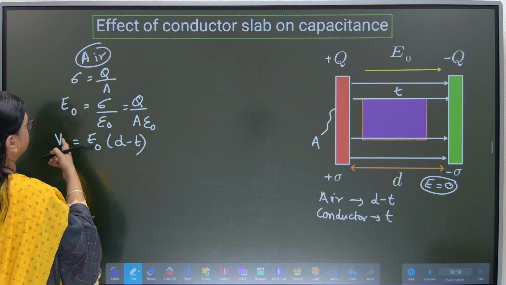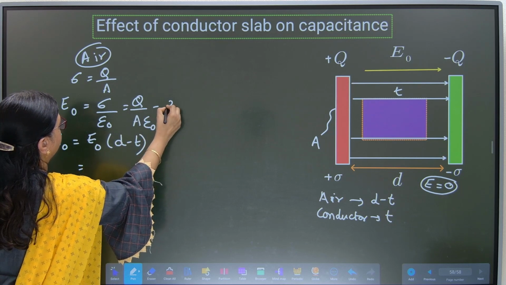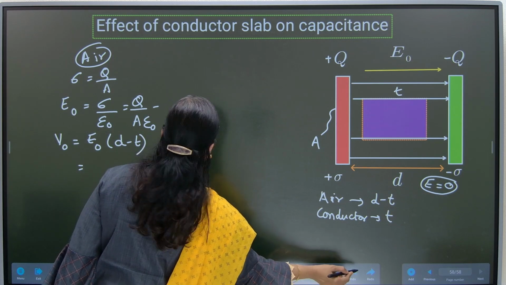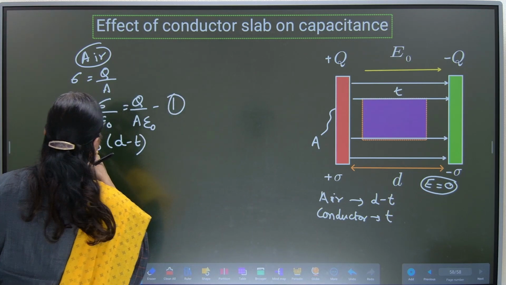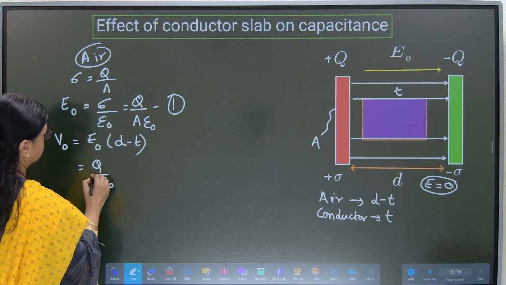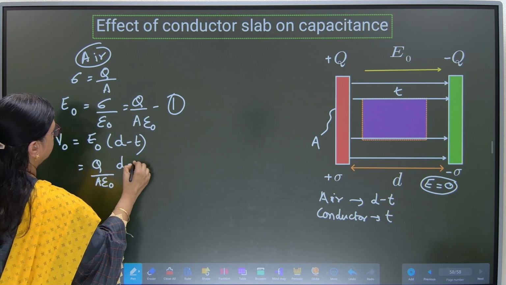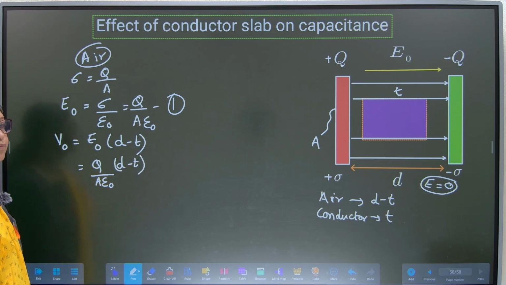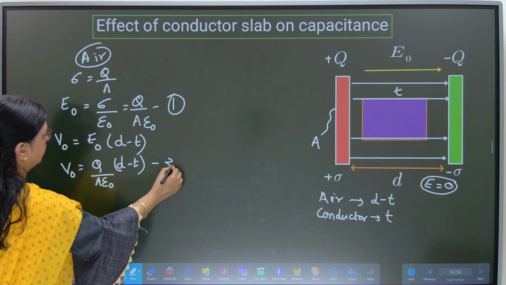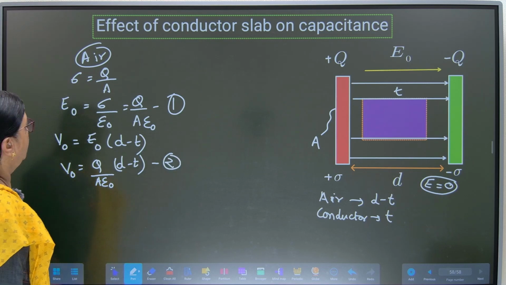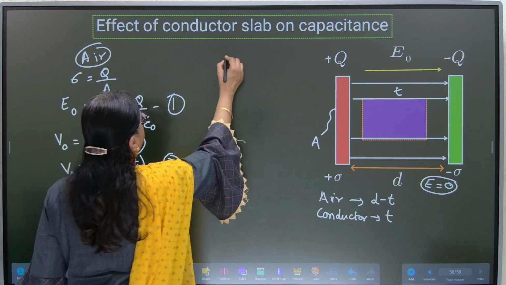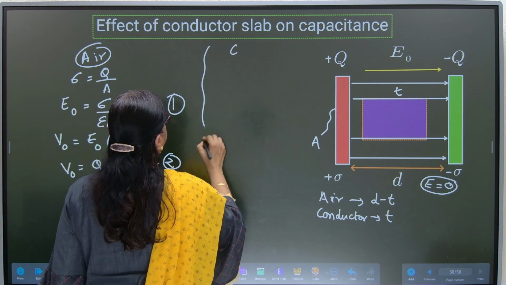So let me substitute E naught here from equation 1. So Q upon A epsilon naught is my E naught, times D minus T. Fine. So V naught is equal to this, which we can name as equation number 2. So I have got E naught and V naught. Fine. Okay. Now let me go to the conductor portion.